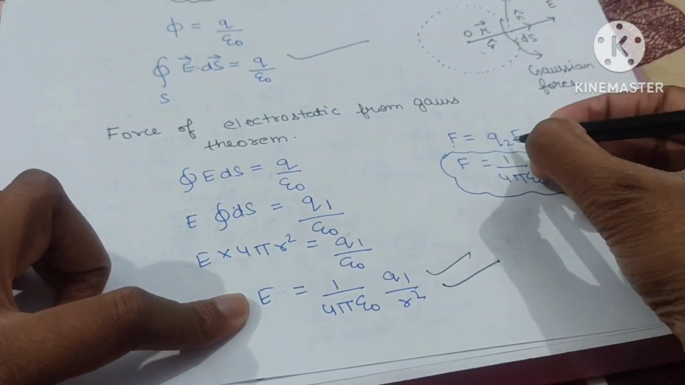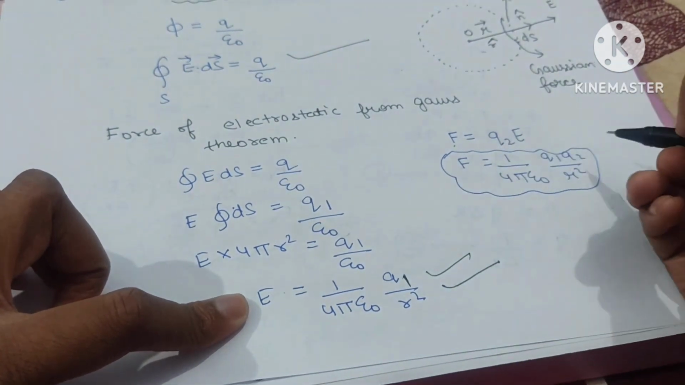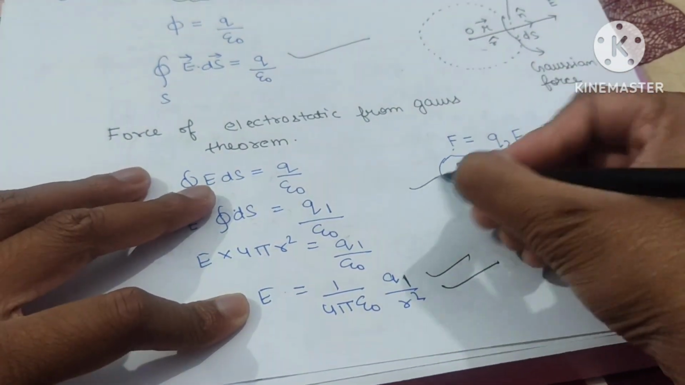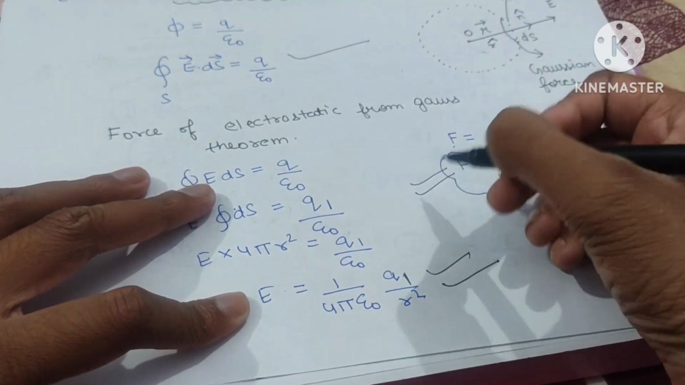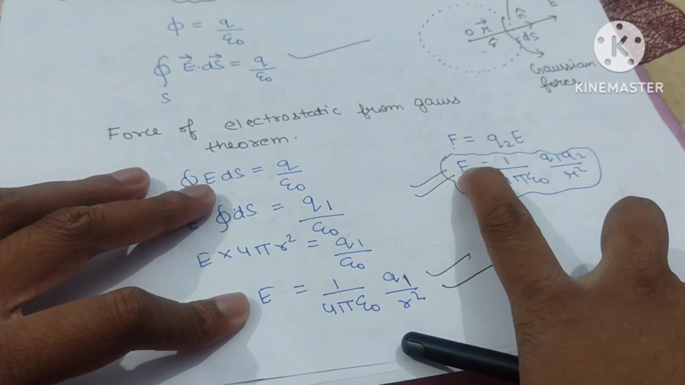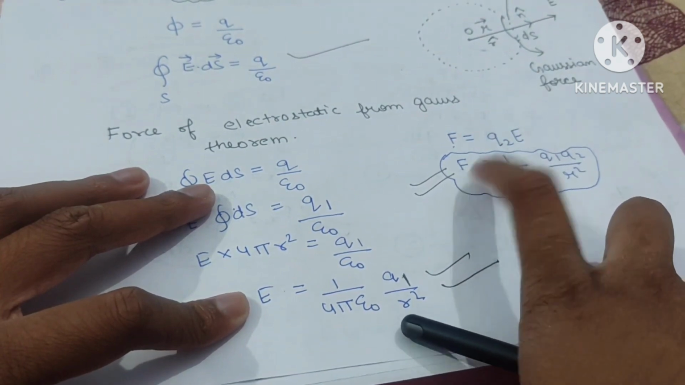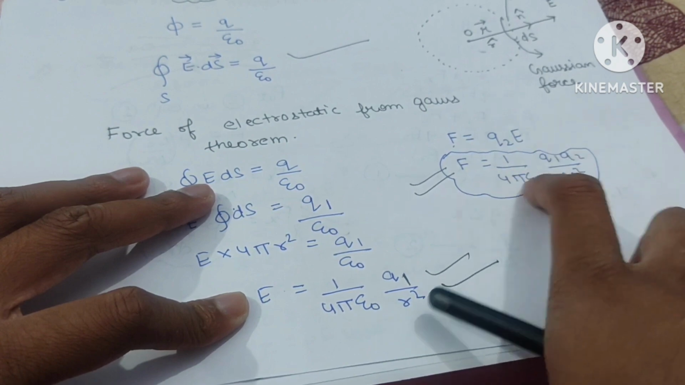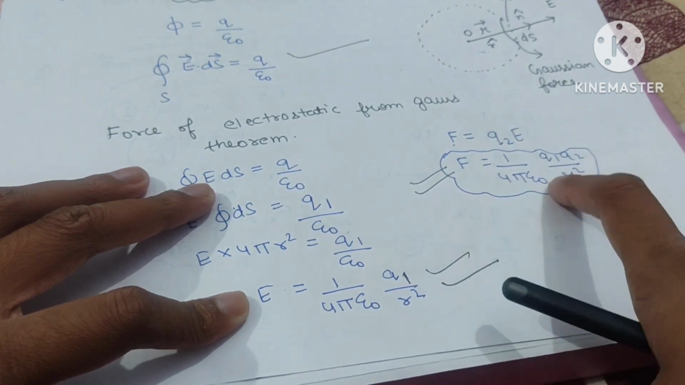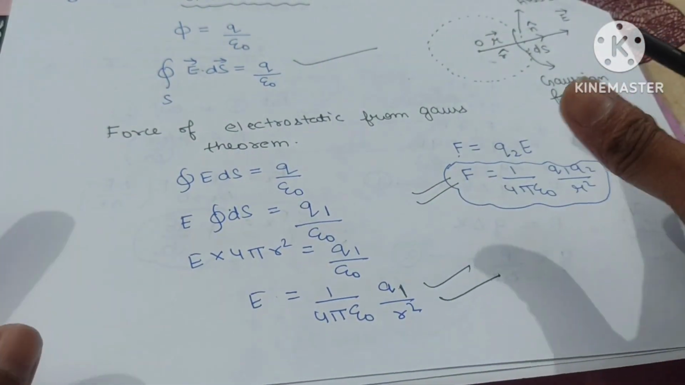And now we apply the force, but now it is Q2E, because we had already Q1 here, so making it into Coulomb's law of electrostatic force. So we have to take it as F equal to 1 by 4 pi epsilon naught, q1 q2 by r square. So this is it. This is the formula, and this is the derivation. Okay, that's it.